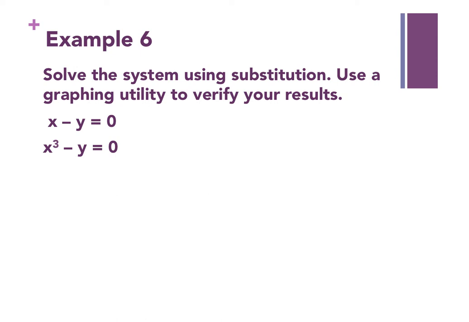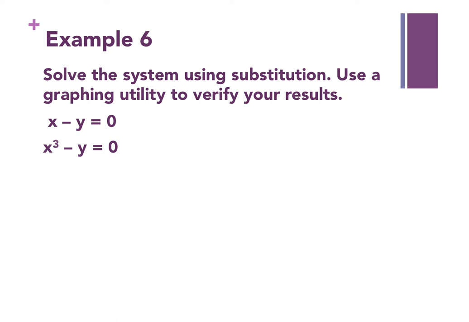Okay, so this one, notice the direction says, solve the system using substitution and then use the graphing utility to verify. So we're going to first do the work for substitution, and then we would use the graphing calculator just to make sure we're right, okay? So I've got x minus y equals 0, x to the third, sorry, minus y equals 0. So pick a variable, solve for it.